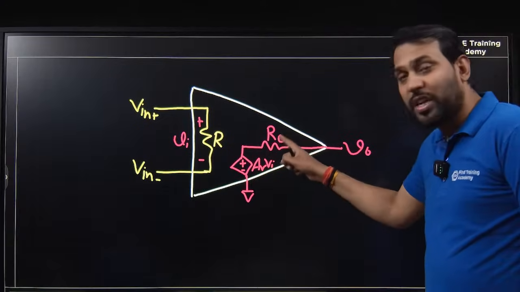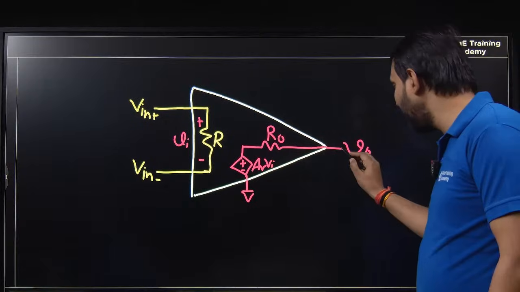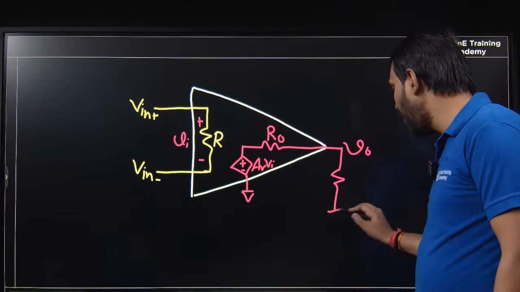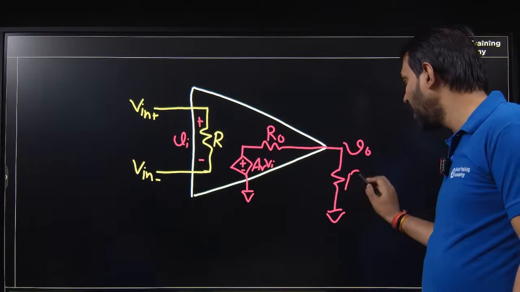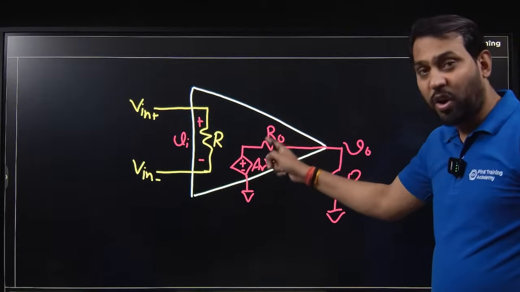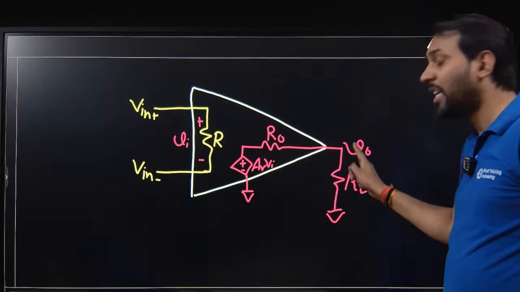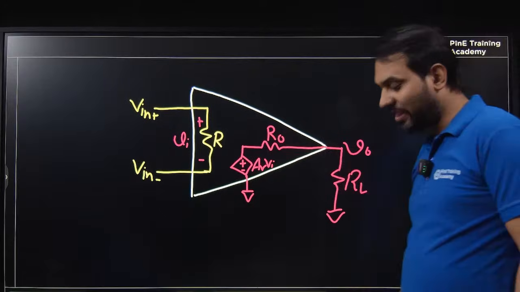If this R out is not 0, then of course there is a drop. Say you have an output resistance here, and you are taking the output at this load RL. So this R out will drop some voltage here. The voltage at the output is not AV Vi; it will be less than that.